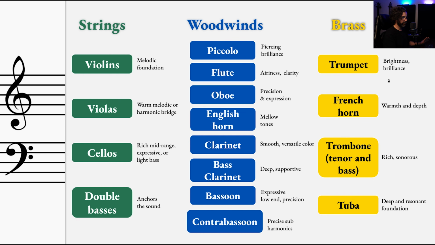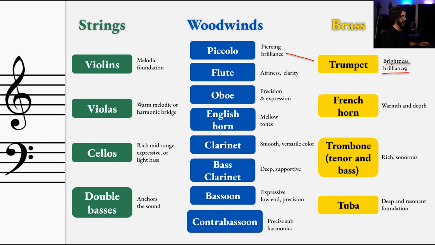So lastly, let's talk about the brass and what I wrote for the brass. It's a little bit more simple here. We have the trumpet, brightness and brilliance. So we talked about this with the piccolo. We get the same kind of brilliance. It's just a little bit in a lower register. And the brightness as well.